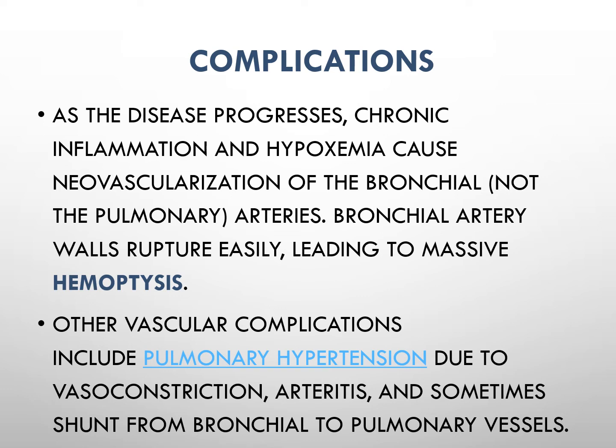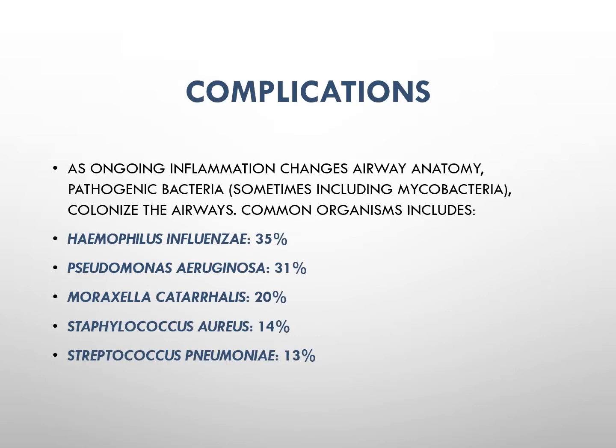Now, complications of bronchiectasis. As the disease progresses, chronic inflammation and hypoxemia cause neovascularization of the bronchial arteries. Bronchial artery walls rupture easily, leading to massive hemoptysis. Other vascular complications include pulmonary hypertension due to vasoconstriction, arteritis, and sometimes shunt from bronchial to pulmonary vessels.